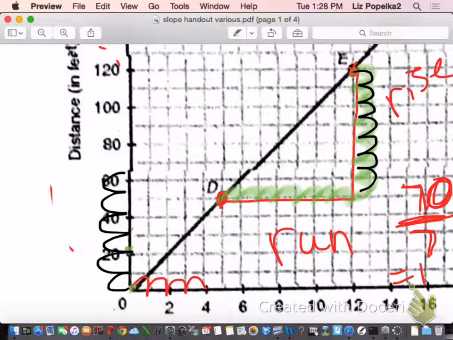Okay, what this is, and we have to look at the graph to see if we can figure out, based on the labels, what's going on. So what units are along my x-axis? What does it tell me it's measured in? Minutes.